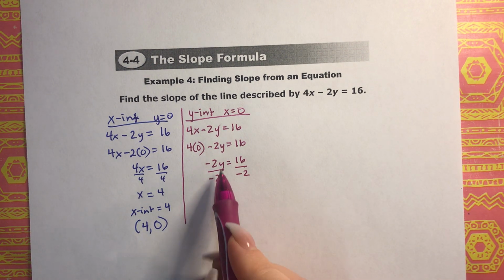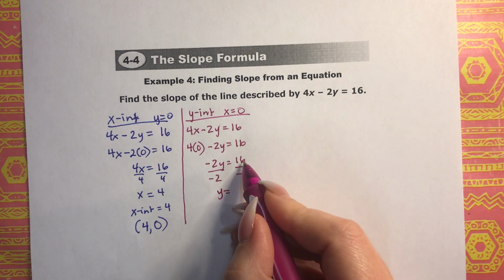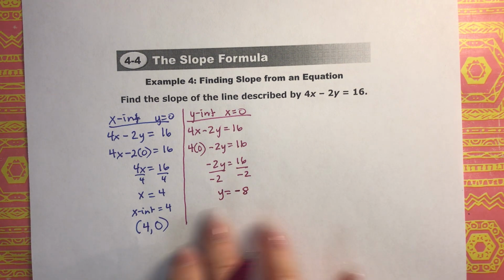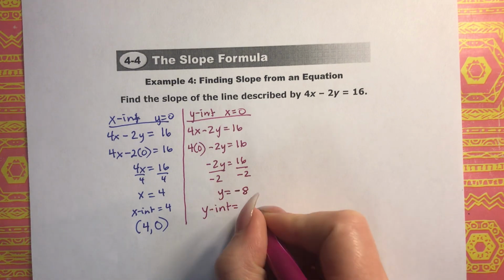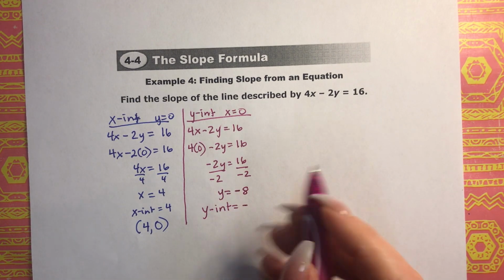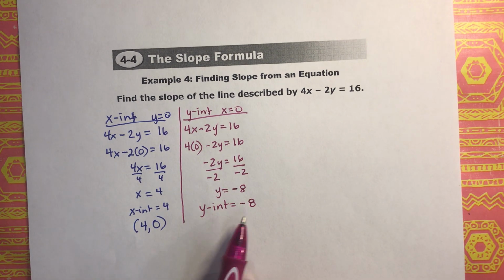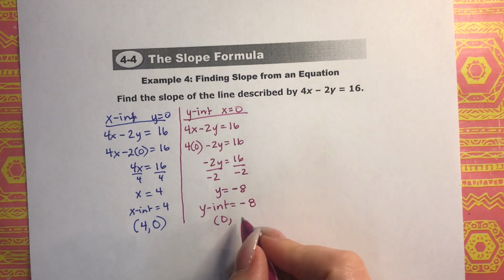A negative and a negative is a positive. 2 divided by 2 is 1. 1 times y is y. Now we have y by itself. 16 divided by negative 2 is negative 8. But we don't write our answer like that, right? We are looking for the y-intercept, which is just a singular point. There we have it. y equals negative 8, which is the point (0, negative 8).